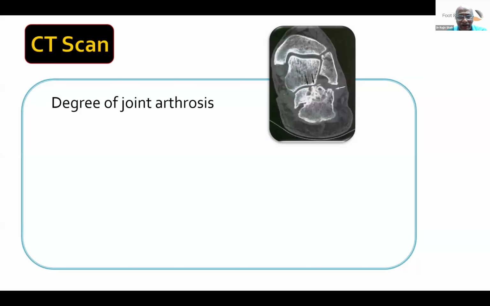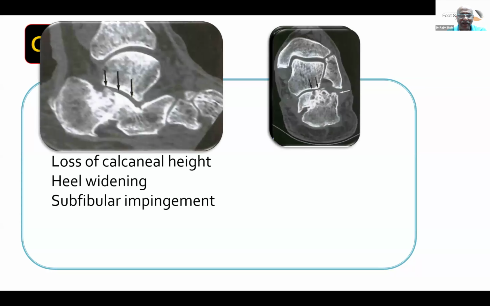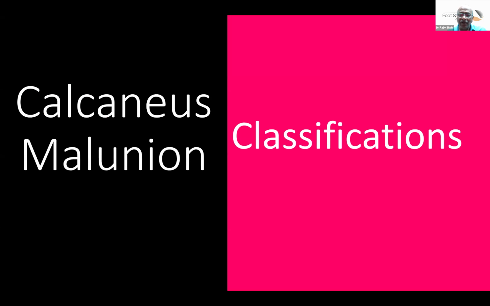CT scans are very vital to look at the degree of the joint arthrosis, presence of non-union or subchondral cystic lesions, loss of calcaneus height, widening of the heel, and subfibular impingement. Obviously, hindfoot malalignment is also nicely seen in the CT scan. And CT scan is mandatory for preoperative planning for this complex deformity.